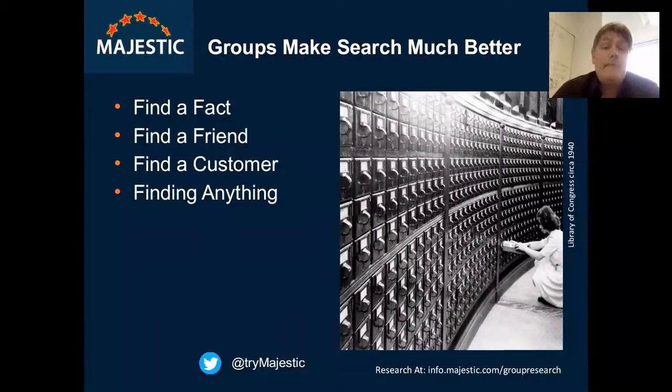PowerPoint image. So groups make search or finding things very much quicker if you can group things first. Whether you're finding a fact like the mass of the moon, or if you're trying to find a friend, for example, then you would ask your friends if they know where your friend is. If you're trying to find a customer, you ask the other customers or your suppliers. Anything that you're looking for, we as human beings tend to firstly narrow down our search before we go and find the answer. And search engines try and do the same thing as well.